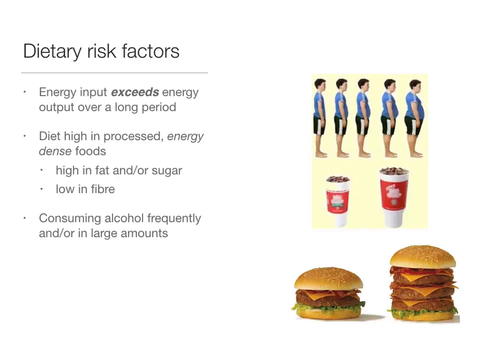The main dietary risk factor for obesity, therefore, is when energy input exceeds energy output over a long period. Additionally, a diet high in processed, energy-dense foods, which contain high levels of fat and/or sugar and are typically low in fibre, will also lead to weight gain over time. And consuming alcohol frequently and/or in large amounts will also lead to weight gain due to the added kilojoules in the diet.